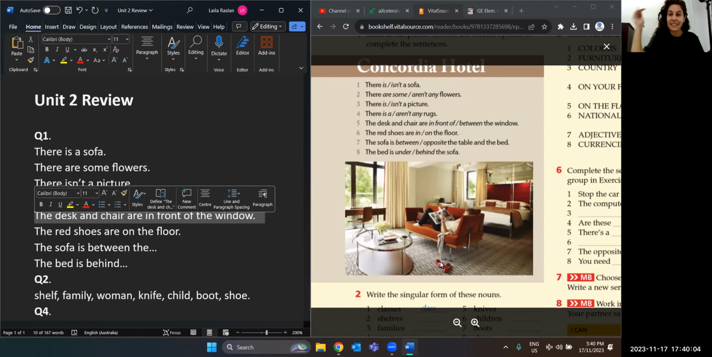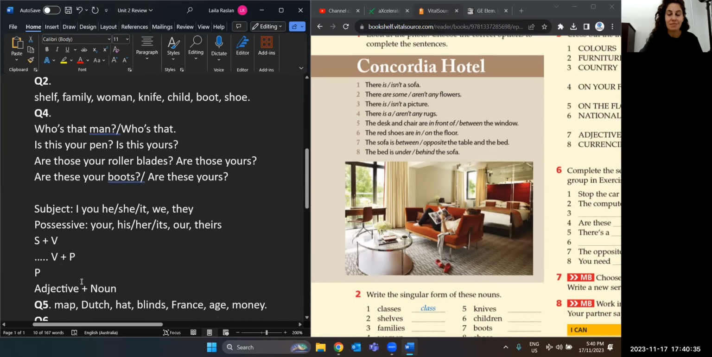The sofa is between the table and the bed. Yeah, between. In the middle. Between, in the middle, they're the same words. The bed is behind. So behind. So the bed is behind the table, or the sofa.